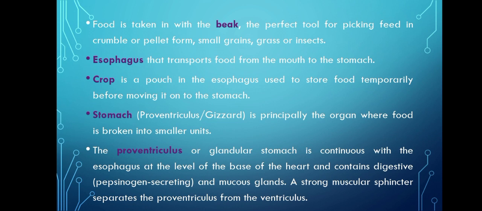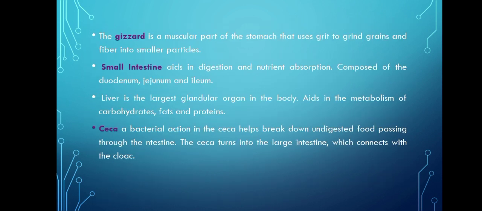The proventriculus, or glandular stomach, is continuous with the esophagus at the level of the base of the heart and contains digestive enzyme-secreting and mucus glands. A strong muscular sphincter separates the proventriculus from the ventriculus. The gizzard is a muscular part of the stomach that uses grit to grind grains and fiber into smaller particles. The small intestine aids in digestion and nutrient absorption, and is composed of the duodenum, jejunum, and ileum.